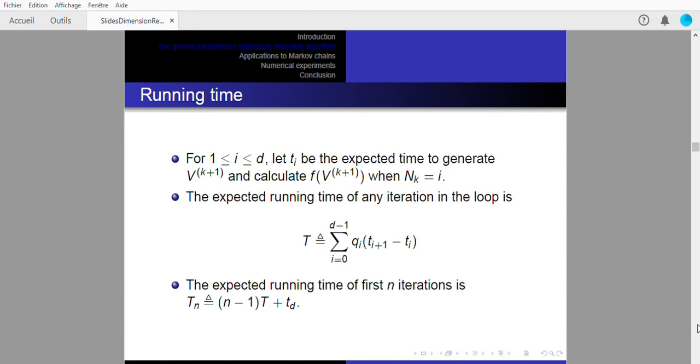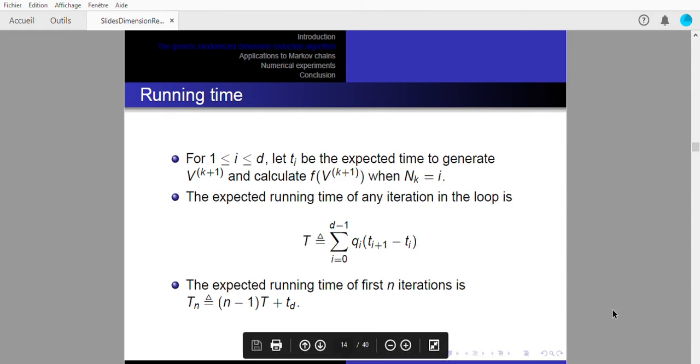Okay, so then it's not hard to show that the expected running time of any iteration in the loop is given by this equation. So the expected running time of any iteration is equal to t, which is the sum for i equal to 0 to d minus 1 of q_i multiplied by t_{i+1} minus t_i. And now the expected running time of the first n iterations is equal to n minus 1 multiplied by t plus t_d. Because the running time of the first iteration is t_d, because we need to simulate the entire vector u in the first iteration, and then in the remaining n minus 1 iterations, the expected running time is equal to t. So the expected total running time of the first n iterations is n minus 1 multiplied by t plus t_d.